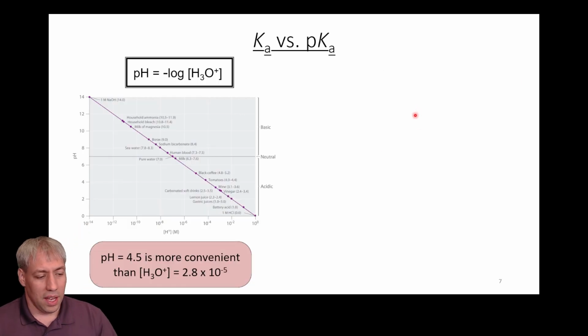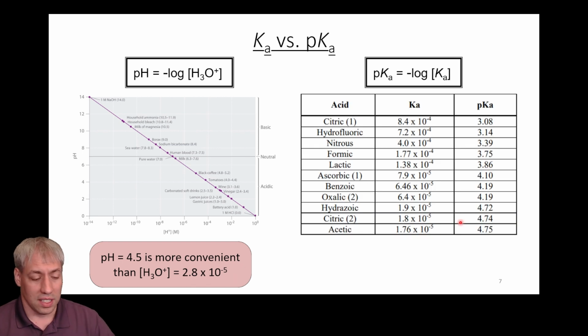And so when talking about Ka values, we're going to harken back to our pH calculation. If you guys remember, we use a pH scale not because it changes the numbers, at least not in an absolute way. They're still related. All it does is make them more convenient to deal with. And so negative log of H3O plus gives us our pH value. And so it's much more convenient to talk about pH 4.5 than it is to talk about 2.8 times 10 to the minus 5. Something similar is true with Ka values.